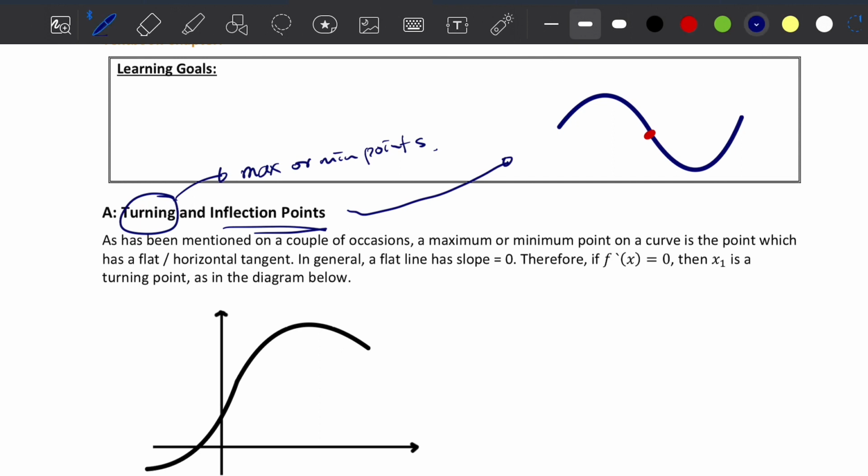So if you look at this example, you have the concavity change. So we have concave down here and concave up. So inflection points refers to the case where there's a concavity change, and this point here is referred to as the inflection point.